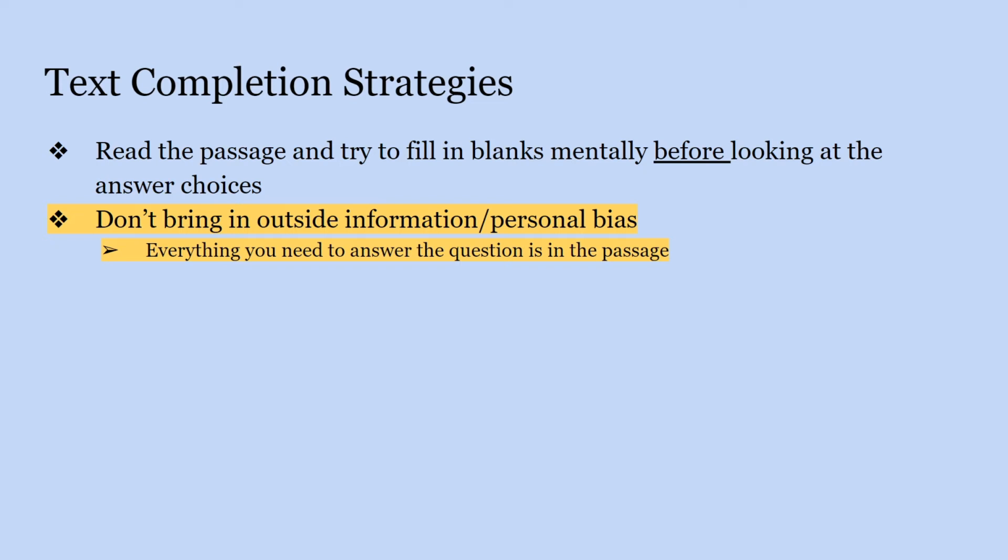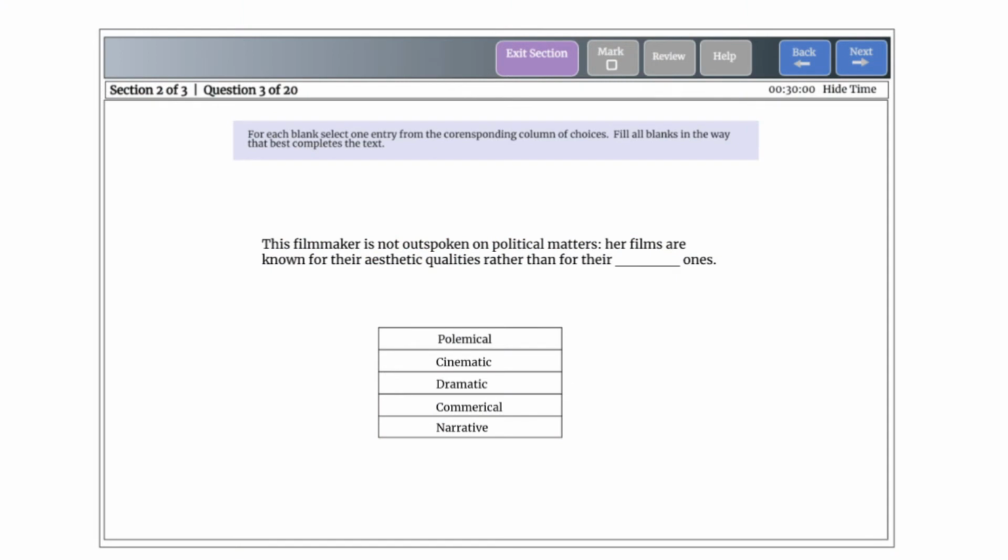So the next thing that we want to talk about, another strategy, is you don't want to bring in outside information. You don't want to bring in your own personal bias, right? So everything you need to answer the question is in the passage. And so if you find yourself overworking the passage, reading into it too much, bringing in information that another test taker wouldn't have just because they happen to not know information, you're probably doing too much. There's probably a much easier, more superficial answer there in the passage. Let's take a look at a question where we might want to put this strategy to use. So this one here, take about a minute, pause the video, and go ahead and work through it.